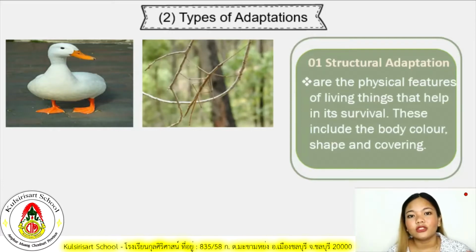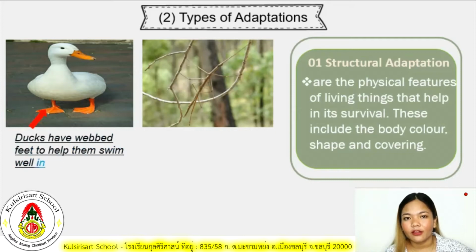Again, when we say structural, we are dealing with the physical features of the animal. What are examples of this one? We have here the first one. On the left-hand side of your screen, you can see that ducks have webbed feet to help them swim well in water. The webbed feet is this one. This actually helps them to swim well in water. It is not just an accessory organ in a duck, but it has a function.